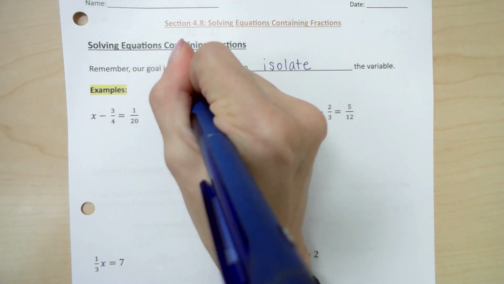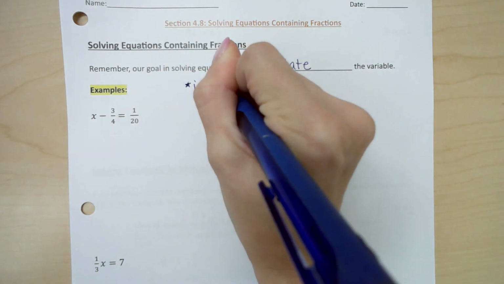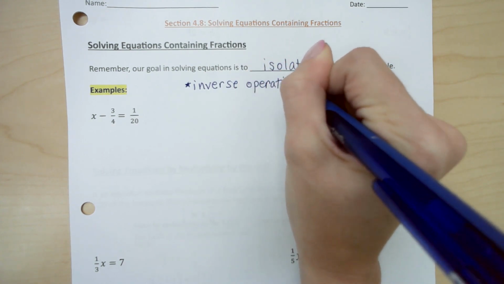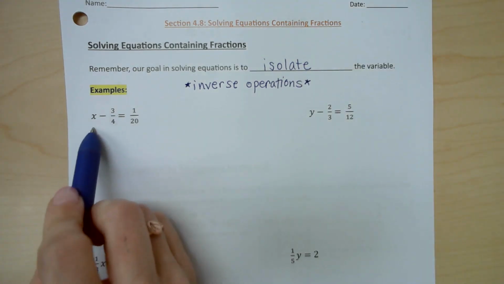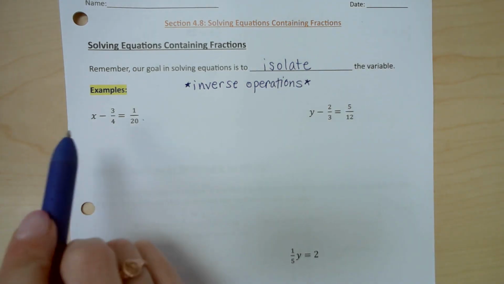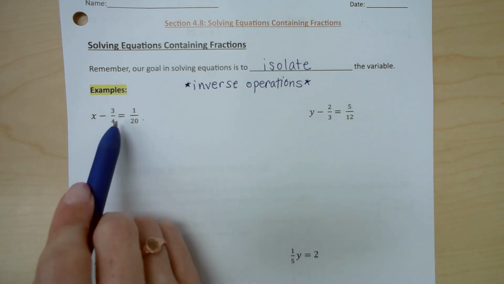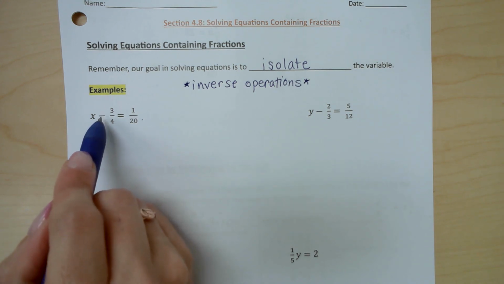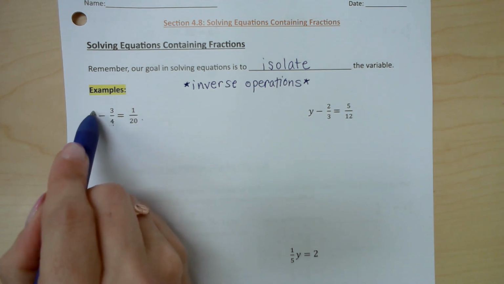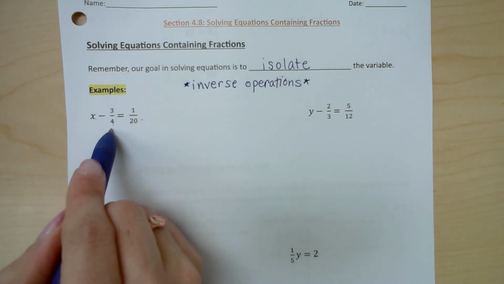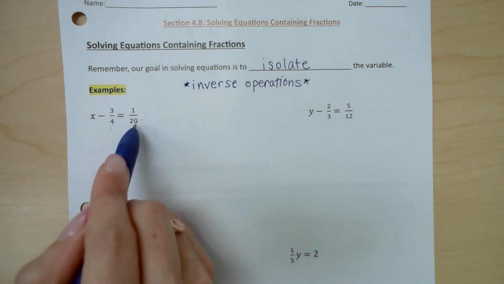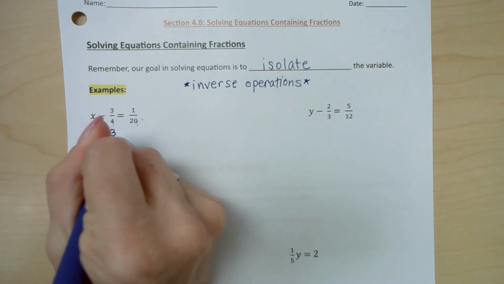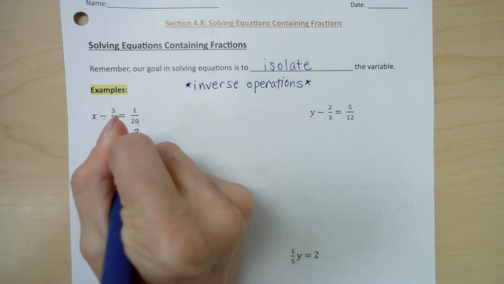Now, remember, we must use inverse operations if we're trying to get across the equal sign. We're trying to move to the other side of the equation. Now, for this equation, x minus 3/4 equals 1 over 20. So right now, the operation that's happening is minus 3/4. So to get x alone, we've got to move the 3/4 over to this side. Right now we're subtracting it, so our inverse operation is going to be to add it.